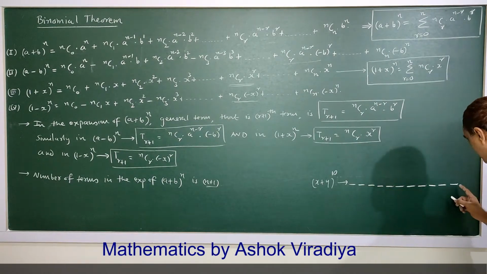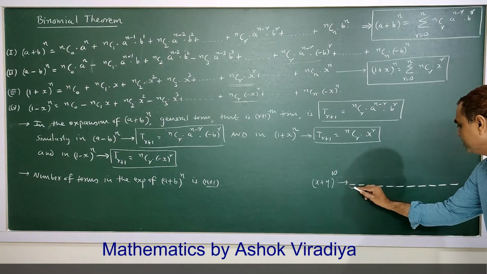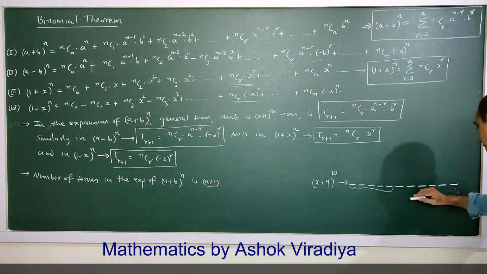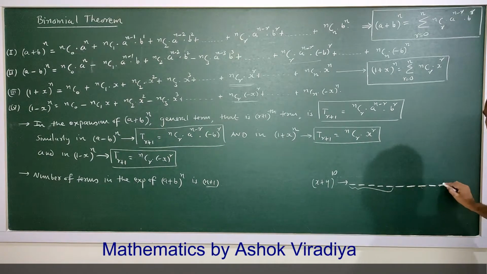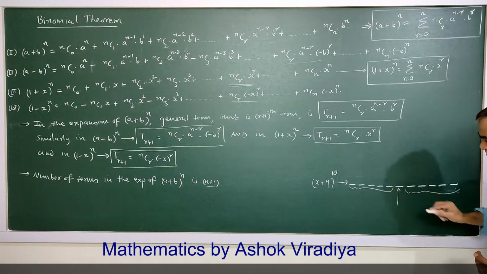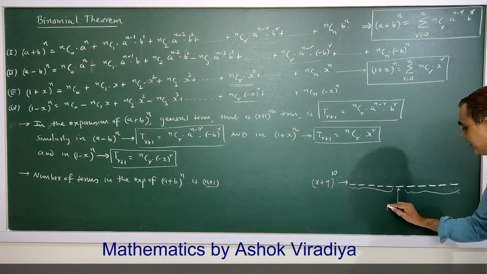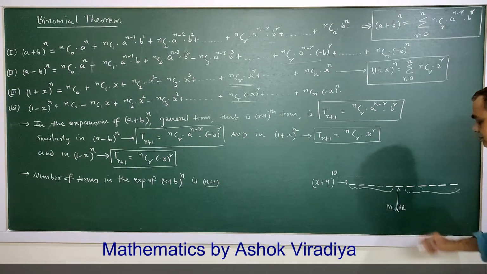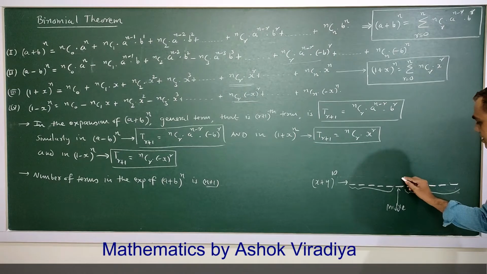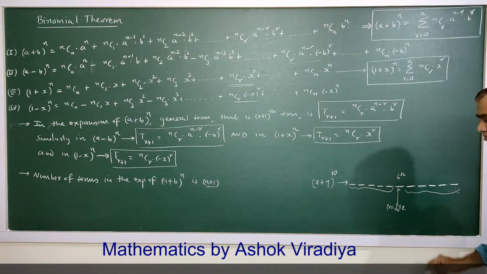Because these are 11 terms, see, if you leave 5 from the left side and 5 from the right side, 1, 2, 3, 4, 5, then this is the middle term. What is the order of this middle term? It is the 6th term. This 6th term is the middle term.